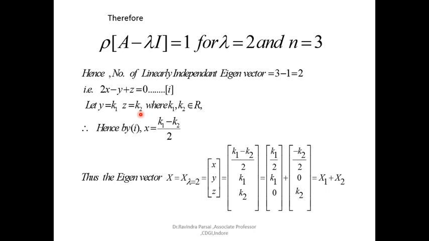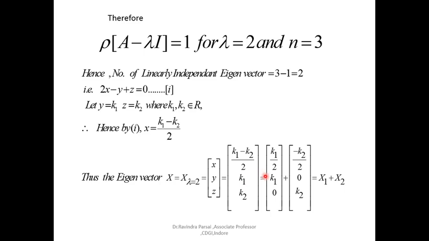We take another real value k2, and therefore on putting this value of y and z in the first equation, you will get x equal to k1 minus k2 upon 2. Thus you will write the eigenvector corresponding to this eigenvalue as follows: x, y, z, by putting the values x equal to this, y equal to this, z equal to this.